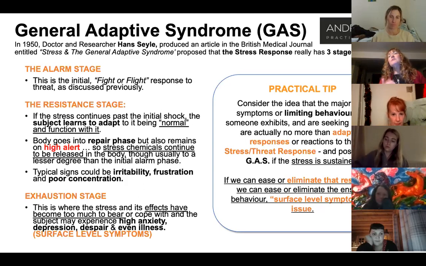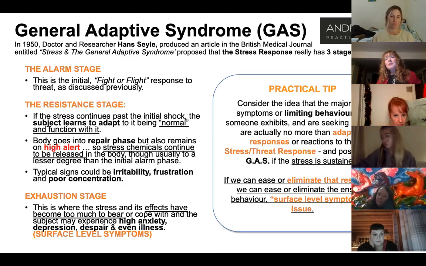The signs you might get could sometimes be fuzziness, can't concentrate, can't focus. It could be a varying range of fairly minor surface level symptoms, could even be anxiety, mild depression. And you might find sometimes a client will approach you at that level with some sort of surface level symptom relating to that stage. The exhaustion stage is when it's really got to the point where it's taking over their life.